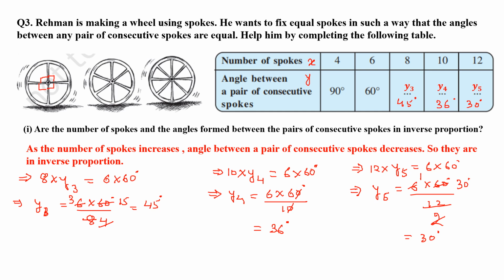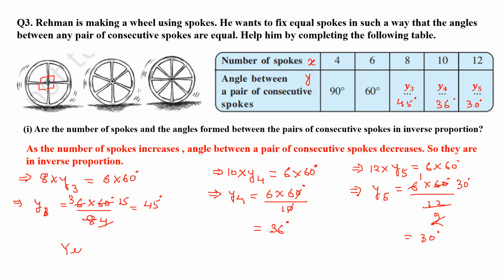So you can see as the number of spokes is increasing from 4 to 6, 6 to 8, 8 to 10 and 10 to 12, the angle between the pair of consecutive spokes is decreasing. First it was 90 degrees, then 60 degrees, then 45 degrees, then 36 degrees and then 30 degrees. So here the question says, are the number of spokes and the angle formed between the pair of consecutive spokes in inverse proportion? So the answer is yes.